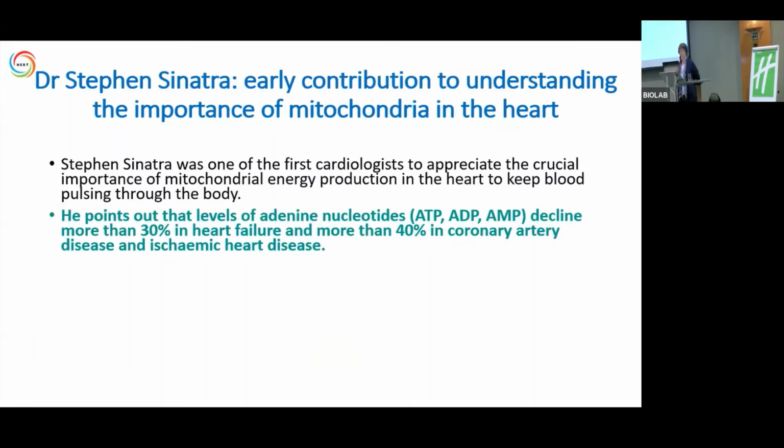And he points out that the adenine nucleotides, so if you remember that's ATP, ADP, and AMP, decline more than 30% in heart failure and more than 40% in coronary artery disease and ischemic heart disease. Now, he's focused principally on heart failure.